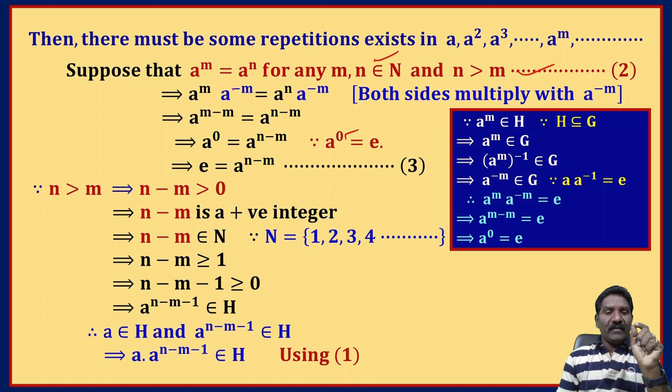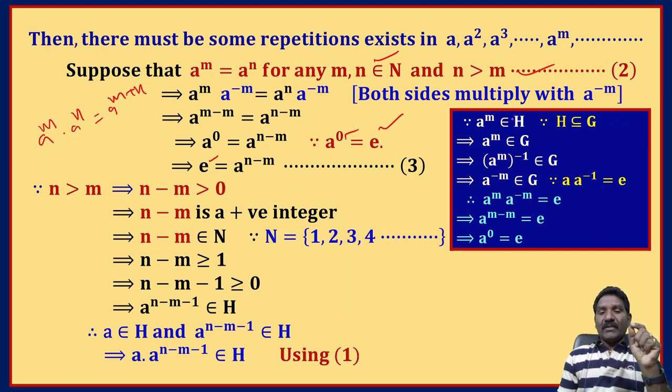Two elements equal: a power m is equal to a power n. Multiply both sides by a power minus m. a power m into a power minus m equals a power n into a power minus m. Since a power m into a power n is a power m plus n, a power m plus minus m, that is m minus m, equals a power n minus m. a power m minus m is a power 0, equal to a power n minus m. a power 0 is e, very important.